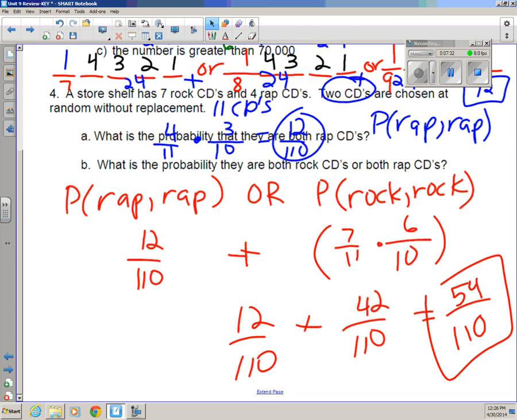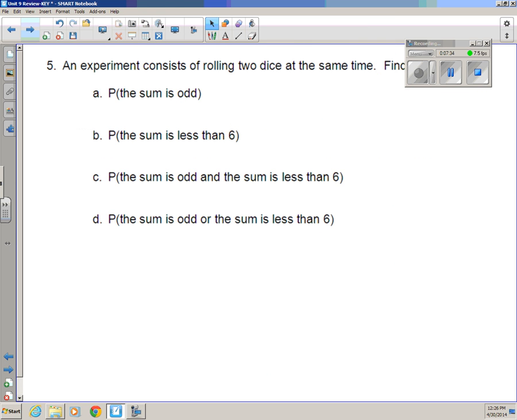Next one. Okay, so I don't believe I have a dice chart up here. So tomorrow for sure we're going to have to talk about this.